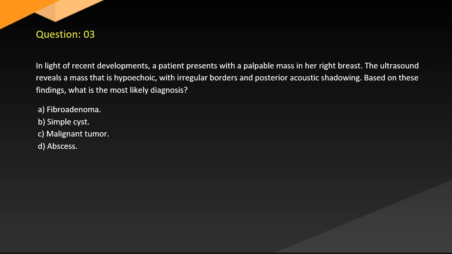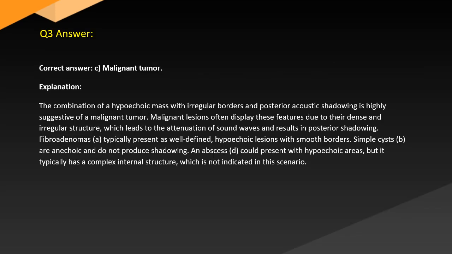Question 3. A patient presents with a palpable mass in her right breast. The ultrasound reveals a mass that is hypoechoic with irregular borders and posterior acoustic shadowing. Based on these findings, what is the most likely diagnosis? A. Fibroadenoma. B. Simple cyst. C. Malignant tumor. D. Abscess. Answer. Correct answer: C. Malignant tumor.